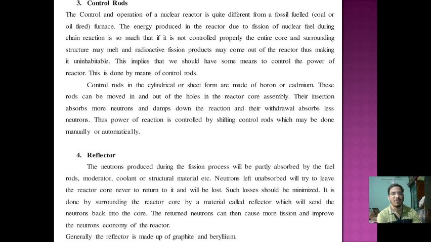Like if the core of the reactor melts, neutrons will go to the outside, and if the neutrons go outside, whatever energy we created will become a loss. Such losses should be minimized. We have to take care and minimize those losses. It is done by surrounding the reactor core with a material called reflector.